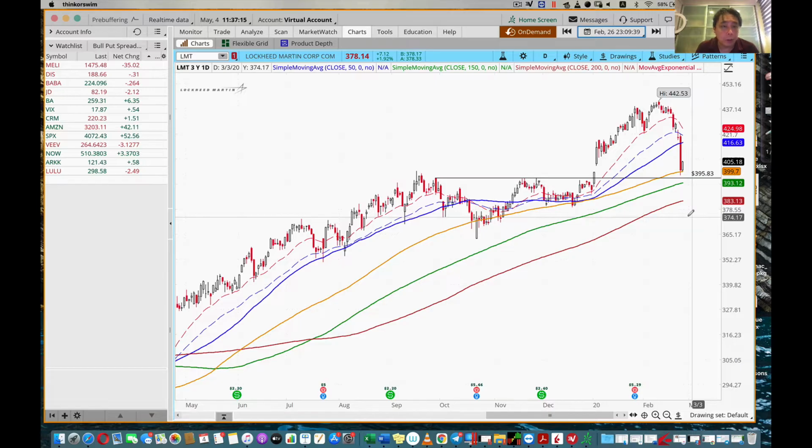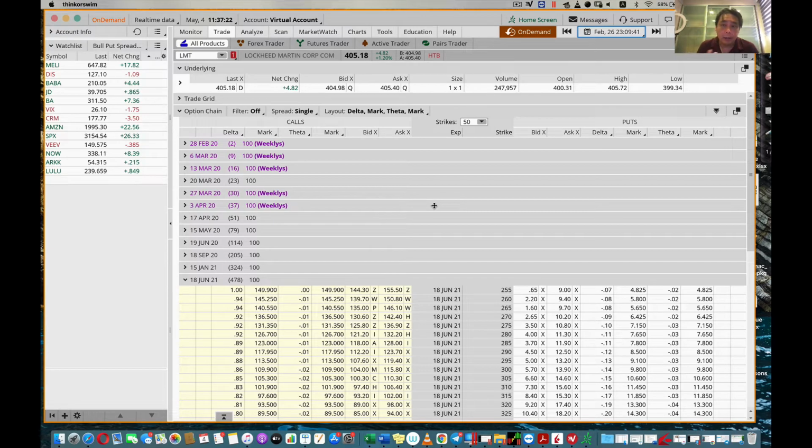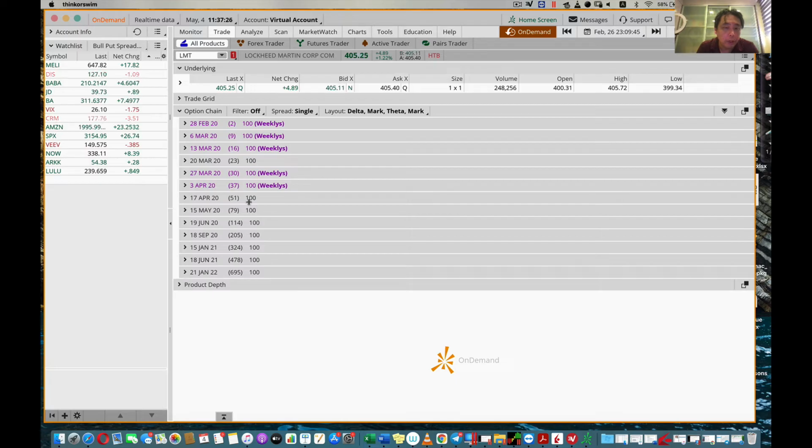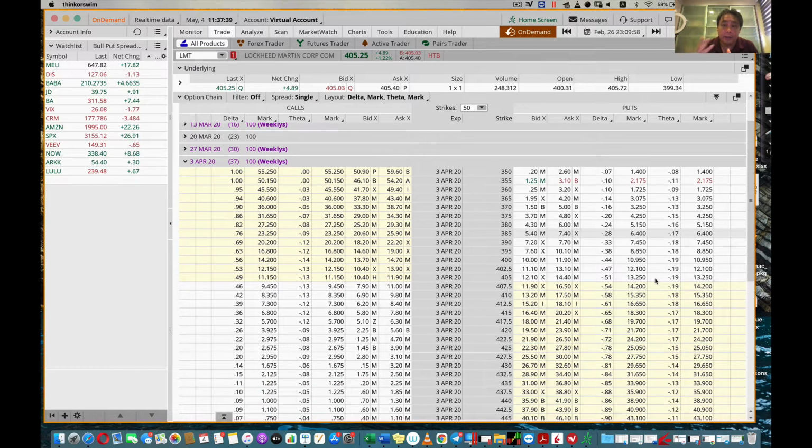So I'm going to sell a put option. I'm going to click on trade, and usually we will choose about 35 to 45 days. So the closest would be choosing maybe this one, 3rd of April expiry. That'll be the closest to 35 to 45 days. So 3rd of April expiry, and we're going to sell a put at about 30 delta. So we could choose this one, 390. We sell the 390 put.